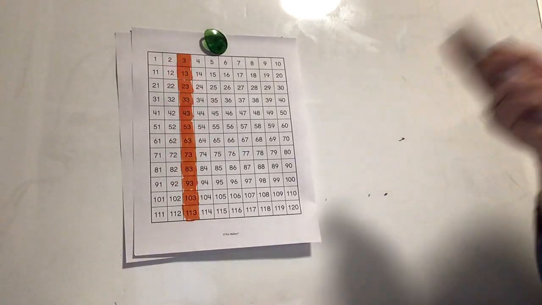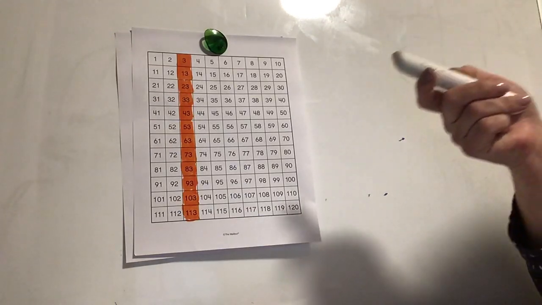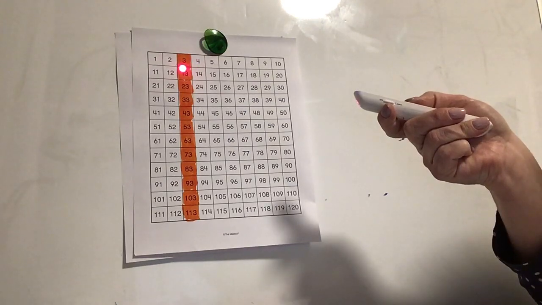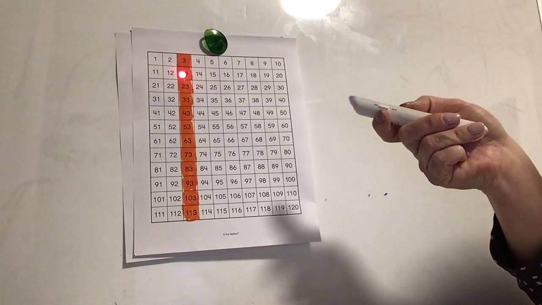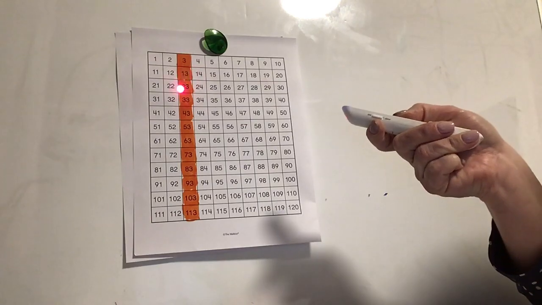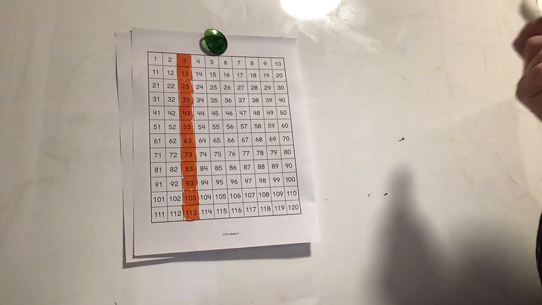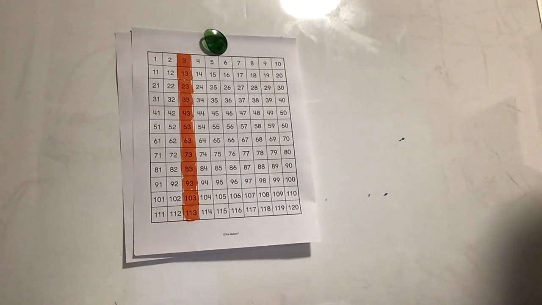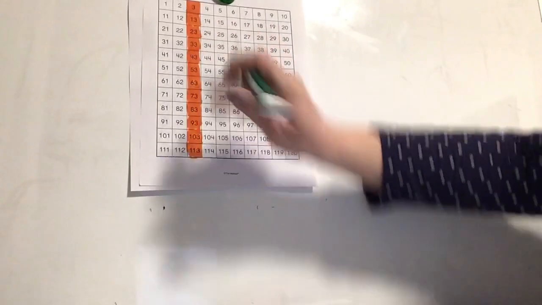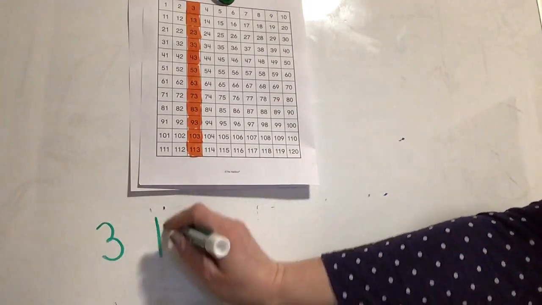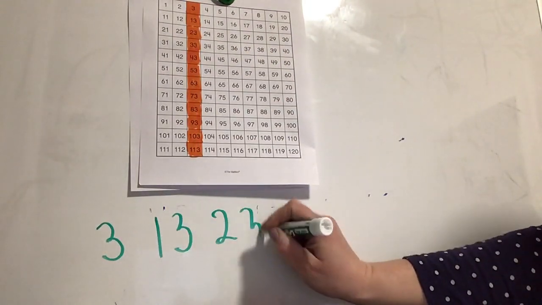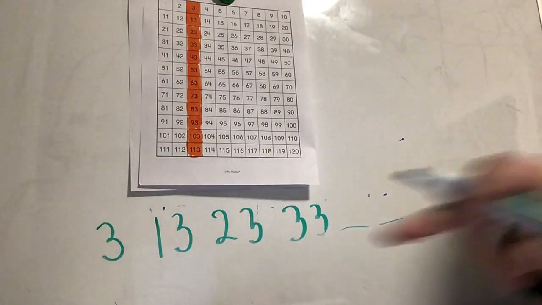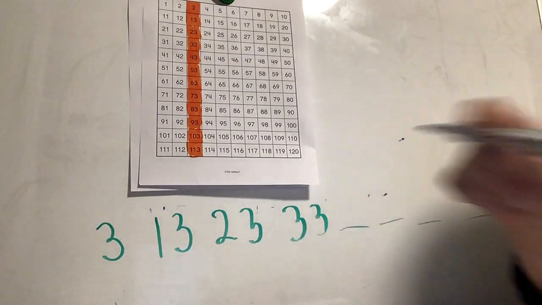So the tens place will go by 10, and the ones place will stay the same. It's like adding 10 plus 3, 13. 13 plus 10, 23, right? The tens will go up, the ones will stay the same, just as I said. So what you have on this page, you have number 3, 13, 23, 33, but then you have some gaps that you need to fill in, or some blank spaces, right?